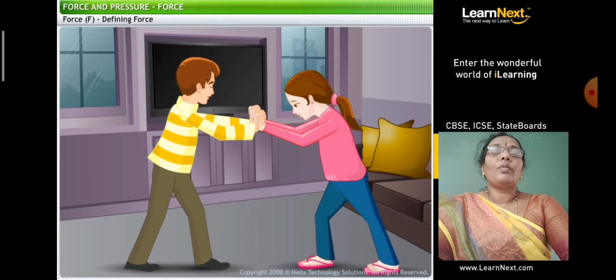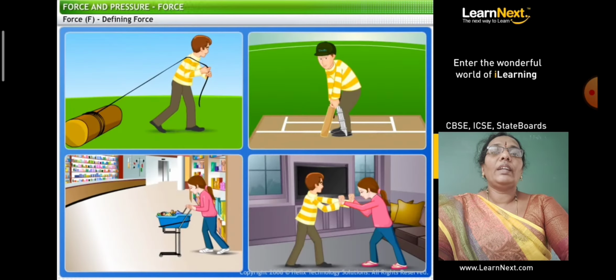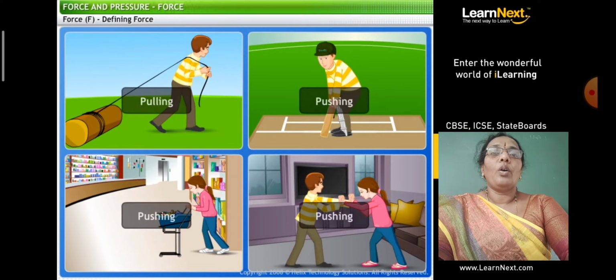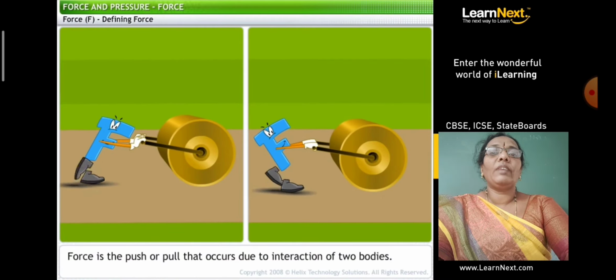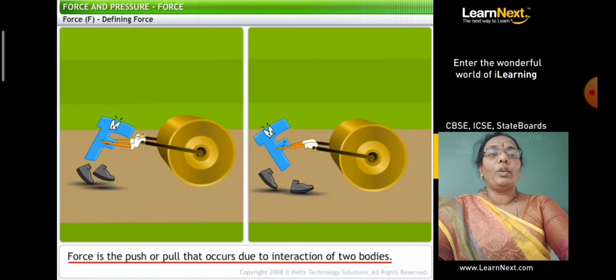From all these situations, we can understand that a push or a pull makes an object move, or a push or pull makes a moving object stop. So hence we can say that force is a push or pull that occurs due to the interaction of two bodies.